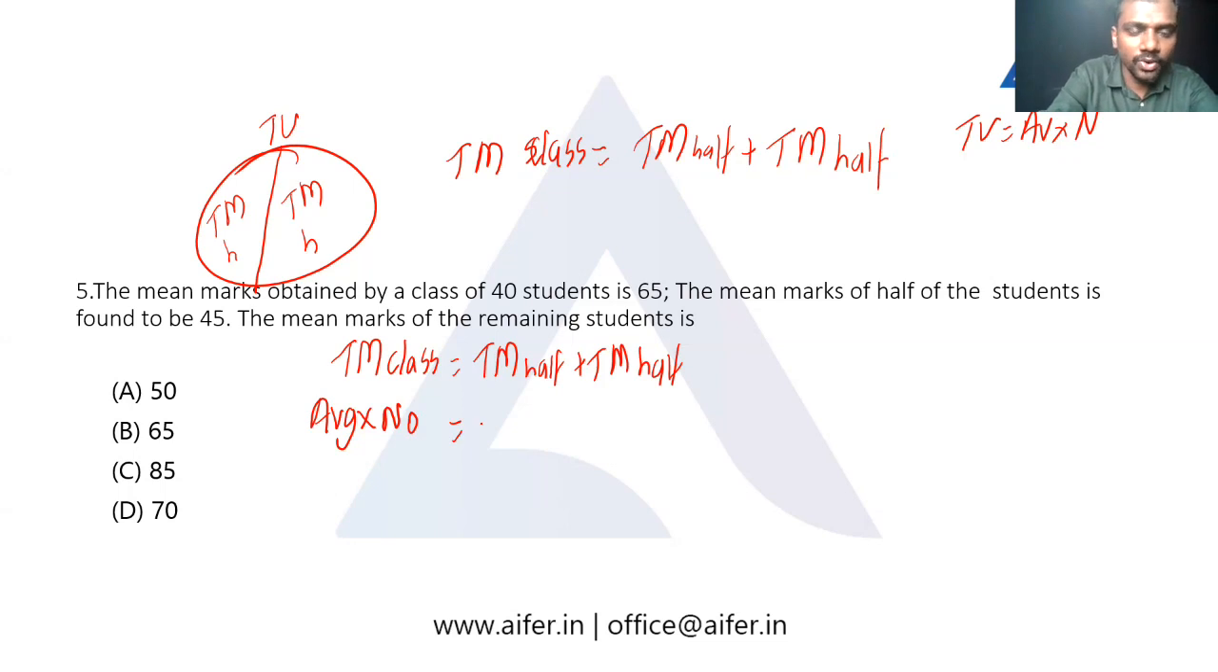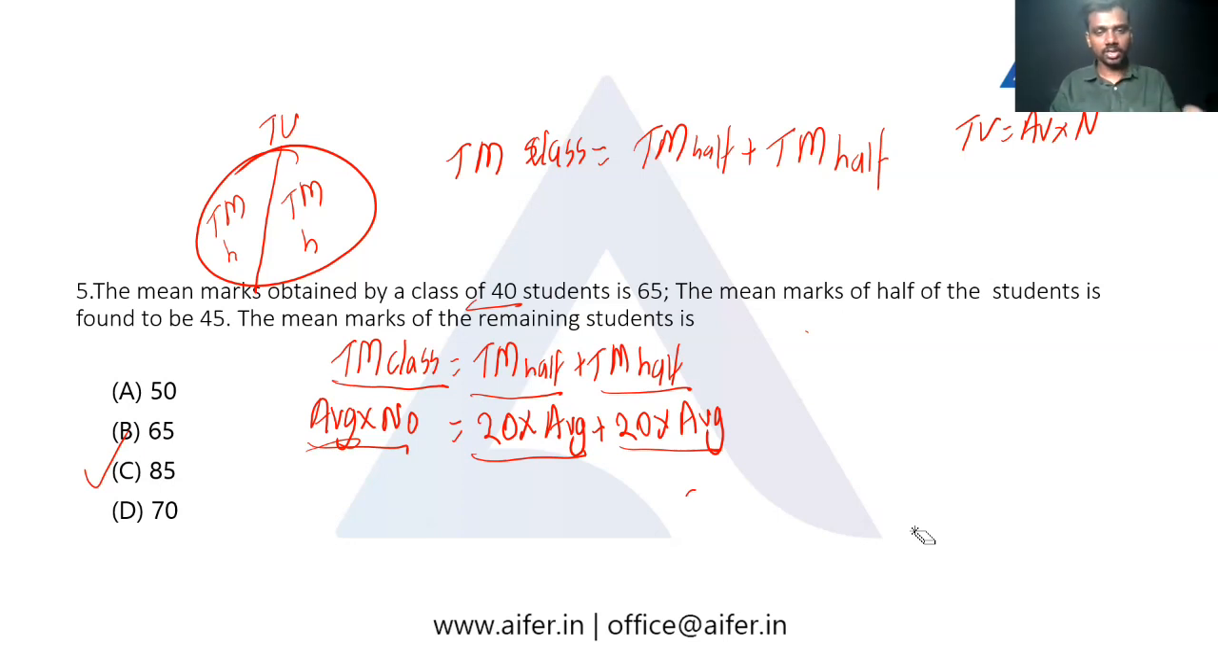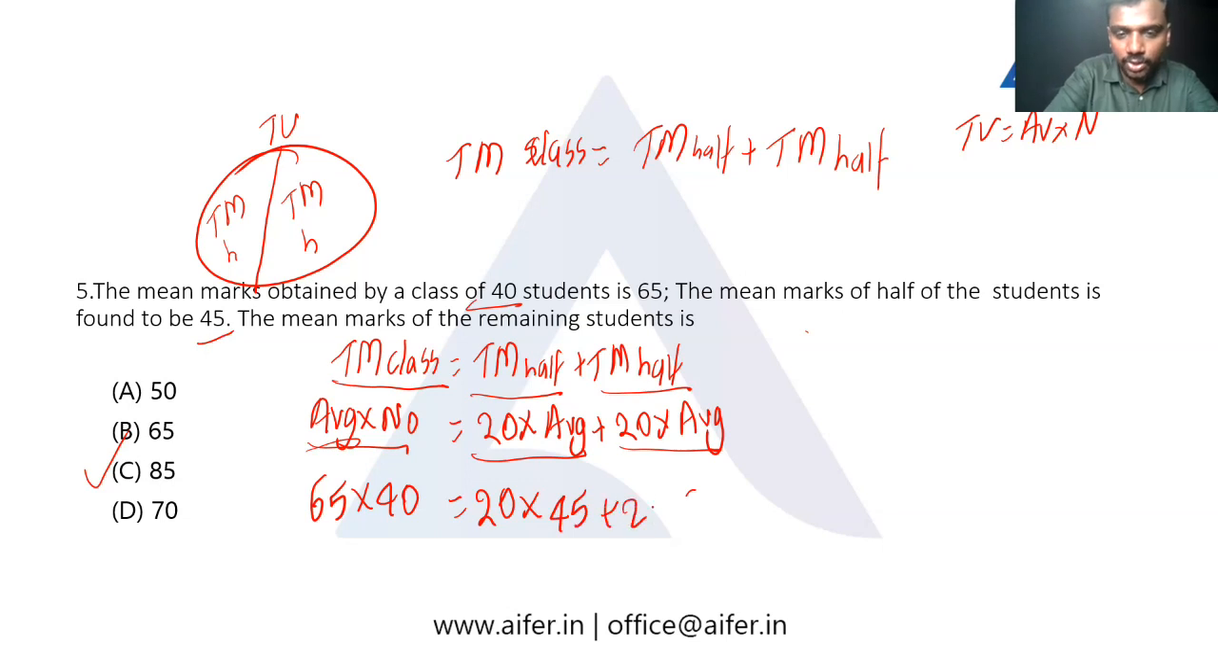Total 40 students, so half is 20 into average of half plus 20 into average of half. So we have average of the total class into number of students in the class is equal to 20 into average of the first half plus 20 into average of the second half. The average of the total is given as 65, the total number of students is 40, equal to 20 students in the first half, average of first 20 given as 45, plus 20 into average of second half, which we have to find out. So it's simple.